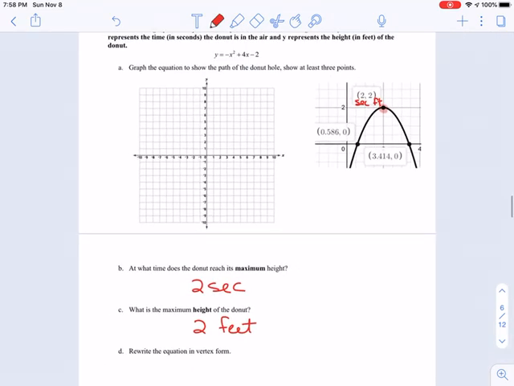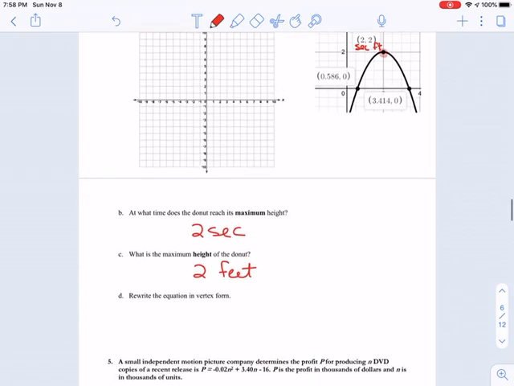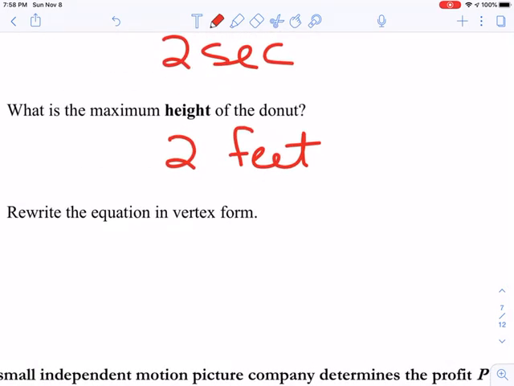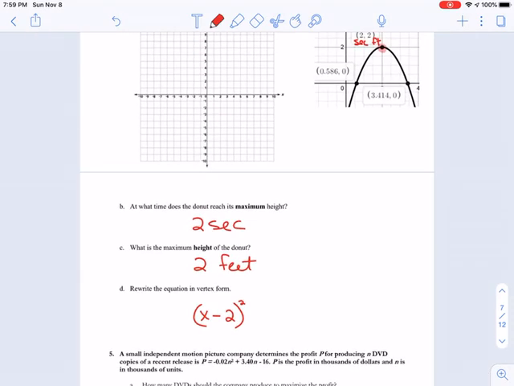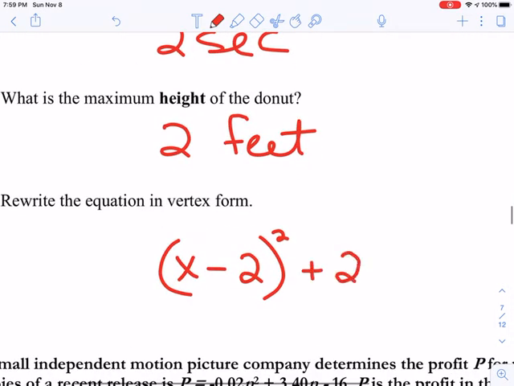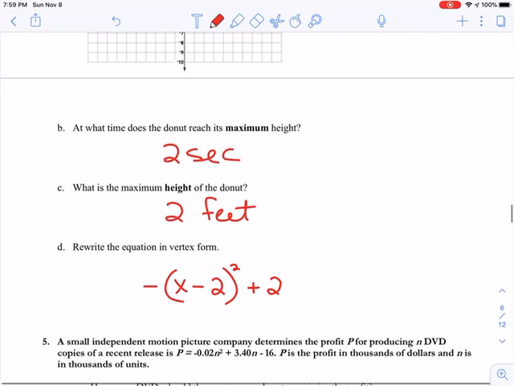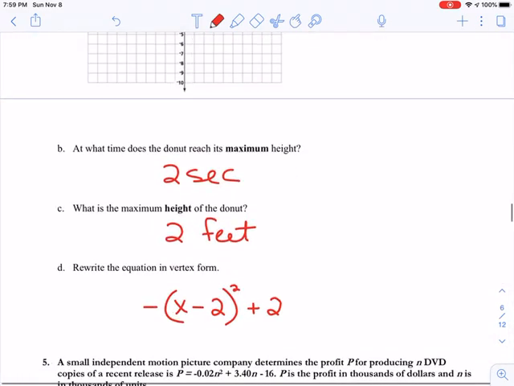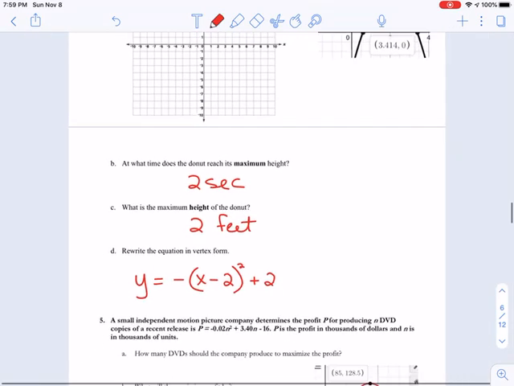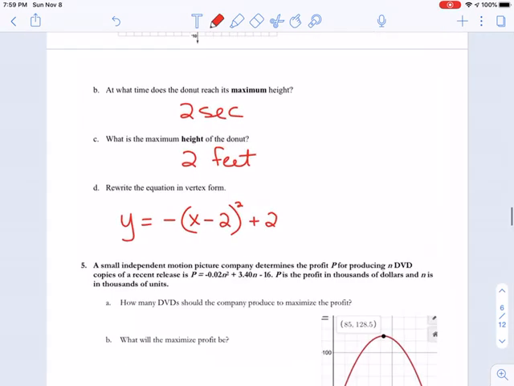Writing the equation in vertex form, we're going to have the vertex, let's see, it's moved to the right 2, so that's x minus 2. And then it's moved up 2, so plus 2 at the end. And it's also flipped upside down, so we need a negative in the front. And we used just a y for the front. So there's our vertex form.